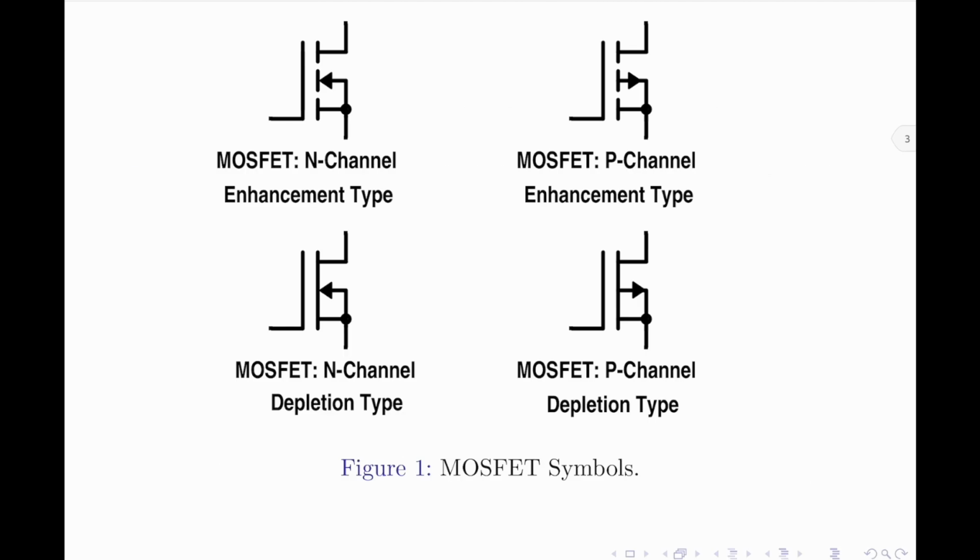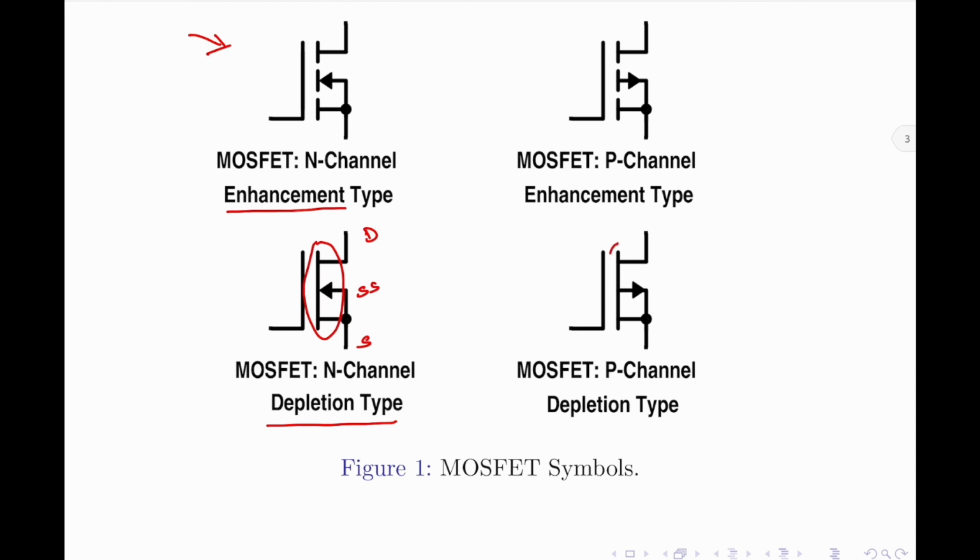Figure 1 here shows the symbolic representations of all of these MOSFETs. Starting with the top left MOSFET symbol, note that this is an enhancement type MOSFET. So, the channel does not exist. If you come to the same N-type channel but for the depletion type, please note this line here. This line indicates the presence of the channel and that is why the drain, the source and the substrate are connected together. The same can be said for the P-channel enhancement and depletion type MOSFET.